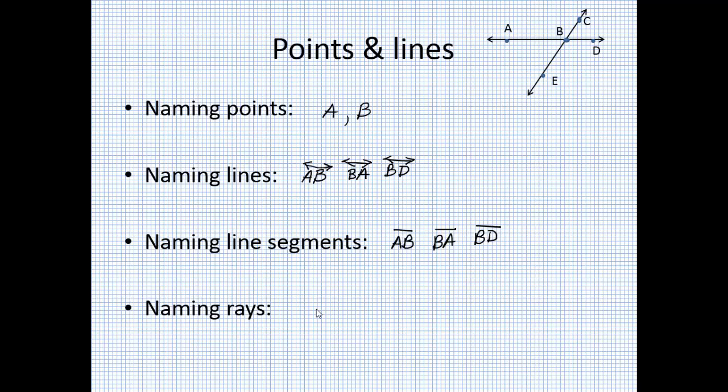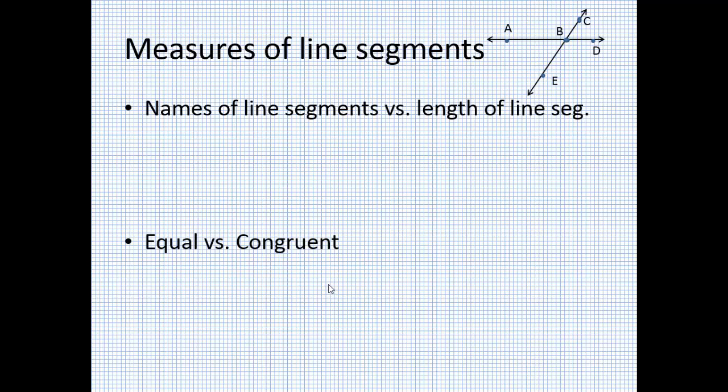Okay, so how about naming rays? Rays are the only thing here that are directional, so the order of the letters actually makes a difference. If I say ray BA, and I put the ray symbol always going to the right on top, that means the endpoint is B, right here, and then it goes through A and keeps going forever. That's the ray I'm talking about. If I said ray AB, that means something different. That starts at A and goes forever in the other direction. That's ray AB.